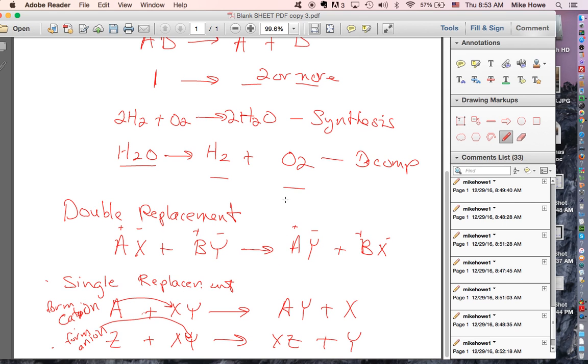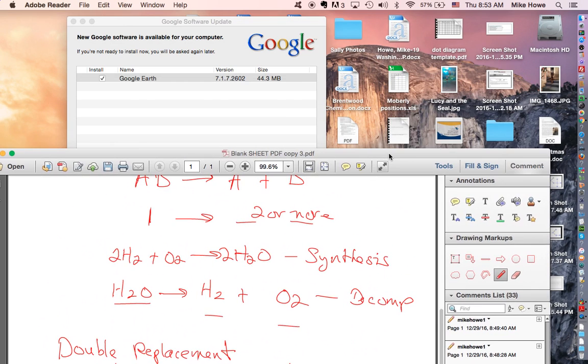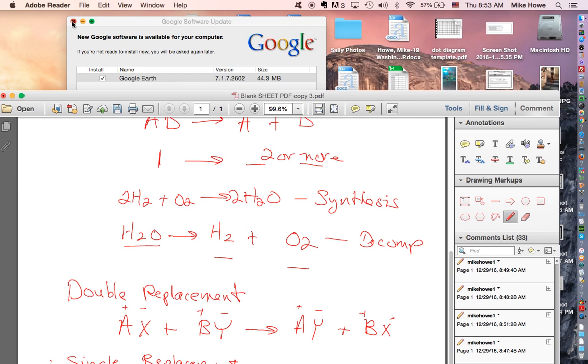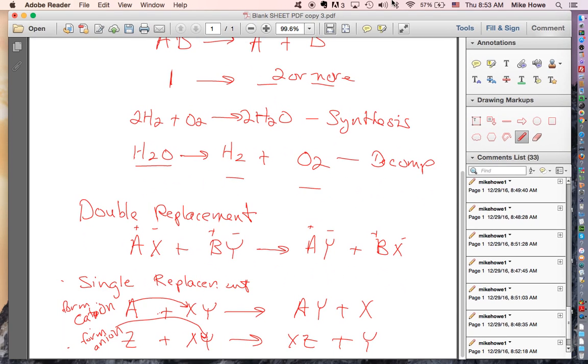All right, I have to open up another sheet here. Let me see if I can find quickly another sheet to open.